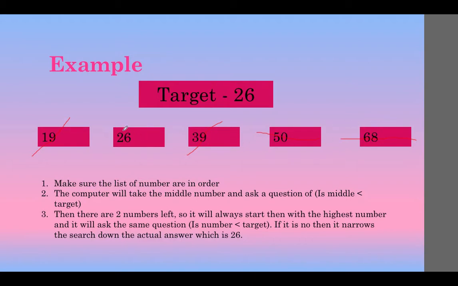Then we have got two numbers, so we haven't got a middle number. So we just use the highest number, which is there. We'll say, okay, is 26 lower than 26? If it is yes, then it'll drop. But obviously it's no, it's exactly the same, so it can't be lower. So that means 19's gone, and then we're left with 26. Okay, so that's how binary searching works.